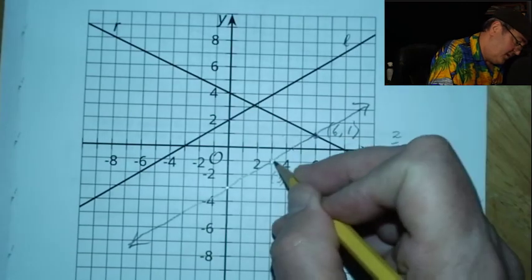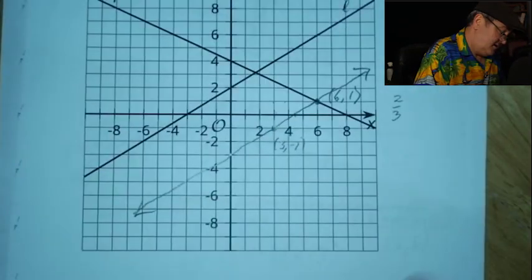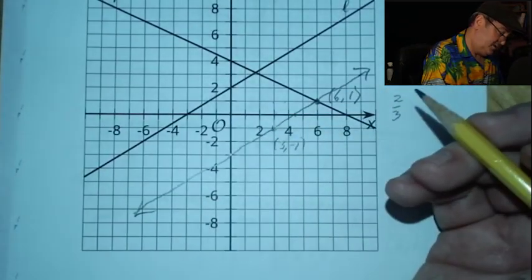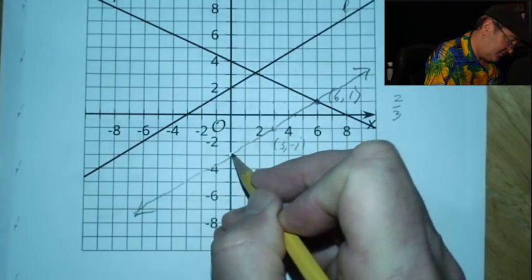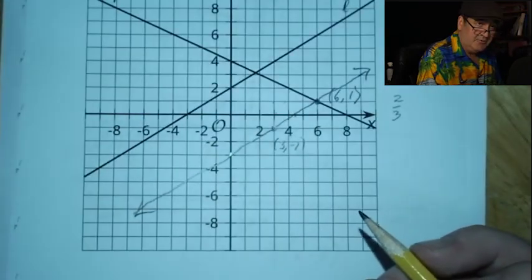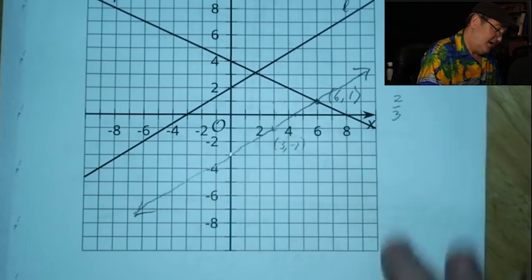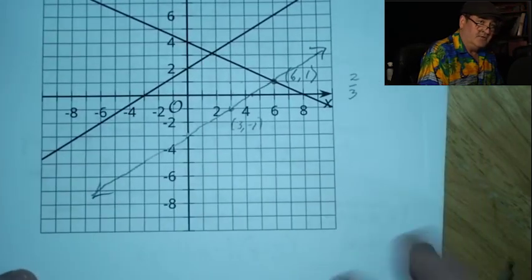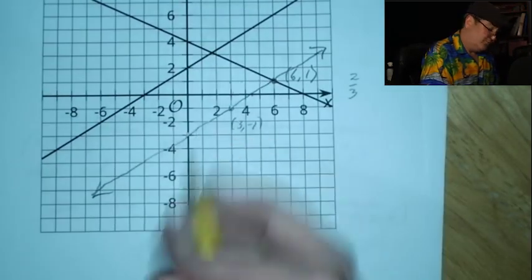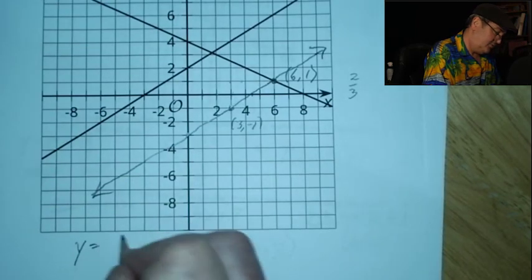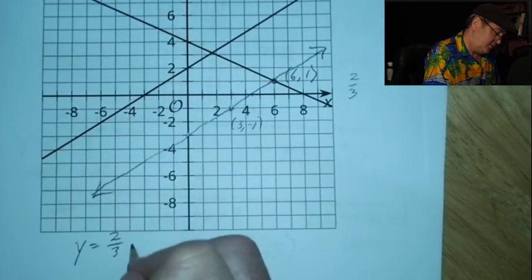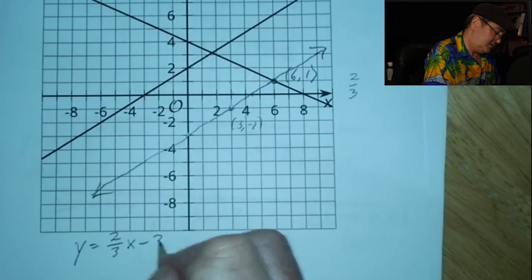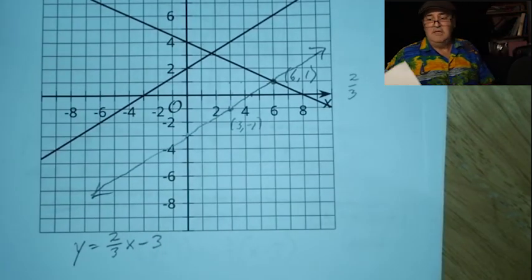So for our equation, we can just pick one of these points. It looks like it actually does go through -3 as the y-intercept. So we have options then. If we're writing an equation for it, we know the slope, we know where it crosses the y. We could say y equals 2/3 x minus 3. All right, that's one option.